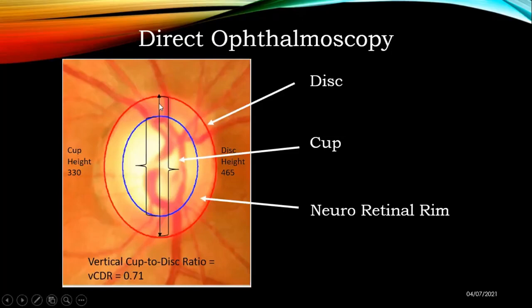So we assess the ratio of the diameter of the cup to the diameter of the disc. Basically, the vertical diameter is more important than the horizontal, so we assess the vertical cup to disc ratio. Generally it is about 0.3 to 0.4, but that all depends on the size of the disc. A cup disc ratio in a smaller disc is more significant than the same ratio in a larger disc.